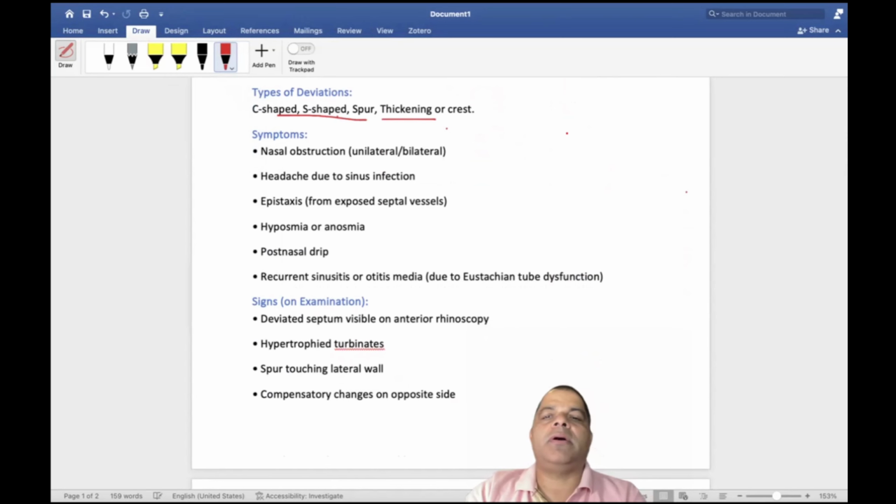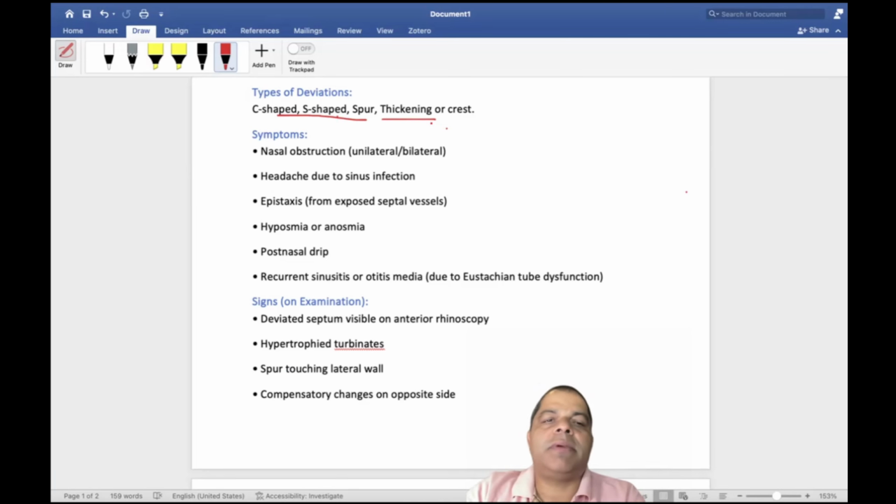Otherwise, they are also classified differently. You have to know the Cottle classification: simple, obstructed, impacted. One classification is this: C type, S type, spur, thickening. The other one is simple, obstructed, impacted.